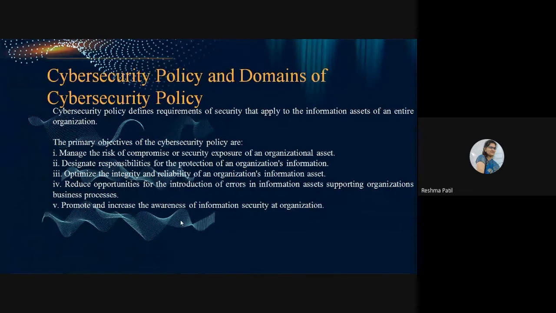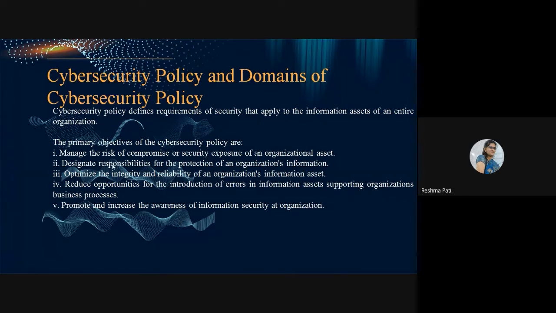If you know this, you don't have to disclose your password, means you are aware about that. You don't have to give your password to anybody else. That is called awareness. So every time the organization has to think about awareness of information security for the employee. So these are the primary objectives of cybersecurity policy.